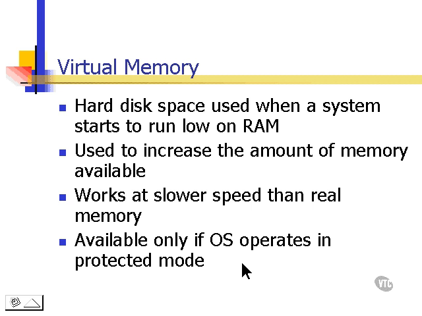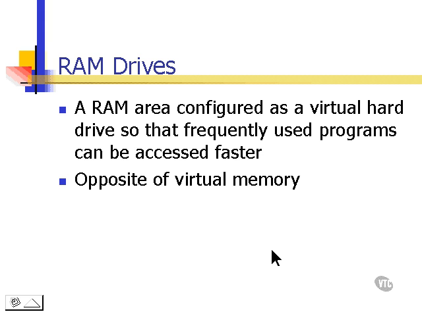The opposite of virtual memory is also possible. This is called a RAM drive. In a RAM drive, a RAM area is configured as a virtual hard drive so that a frequently used program can be accessed faster. For example, a print spooler, instead of using a hard drive, which would be slower, sometimes uses a RAM drive, which is faster.